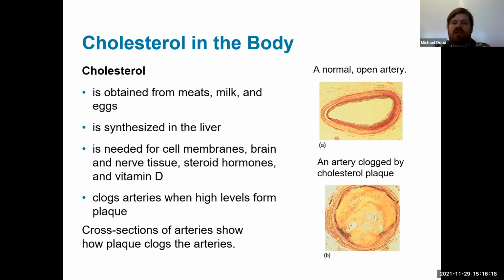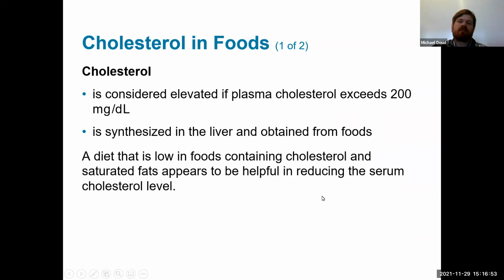However, when you have high concentrations of it, it can precipitate out from your blood and actually form these arterial clogs. So here's, for example, a normal open artery where blood is flowing through here. This is where cholesterol plaques have basically closed up an artery, and you can see there's only 2 small locations where blood can easily flow through. So yeah, cholesterol plaques can really clog the arteries. And this is what can lead to heart attacks.